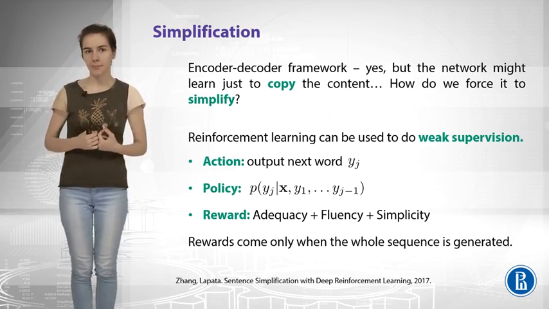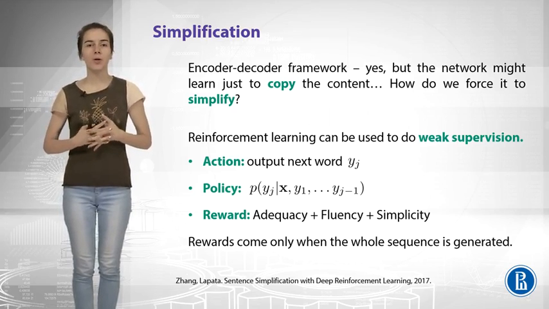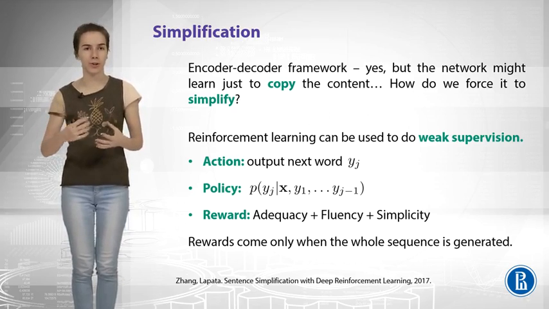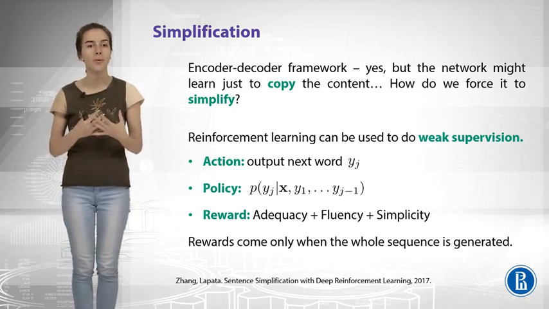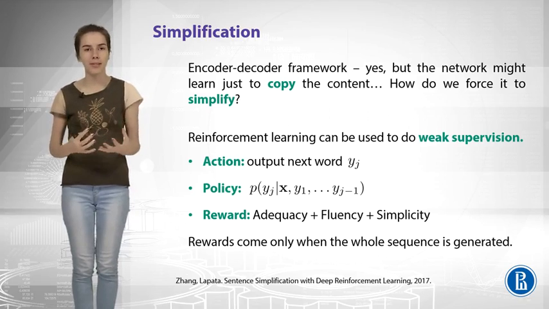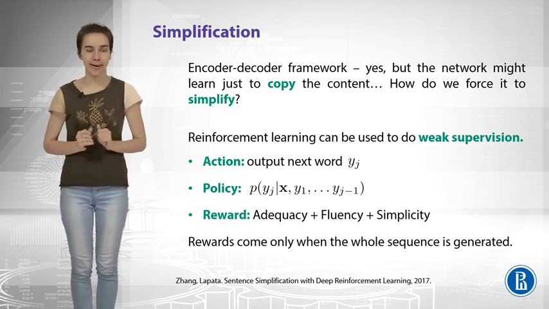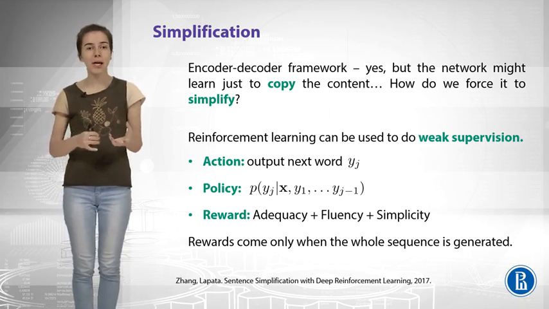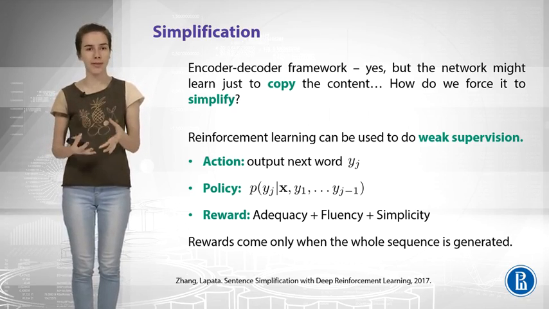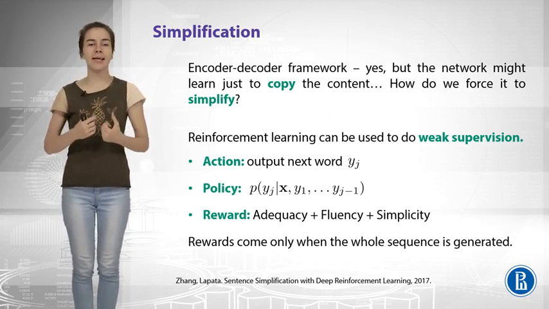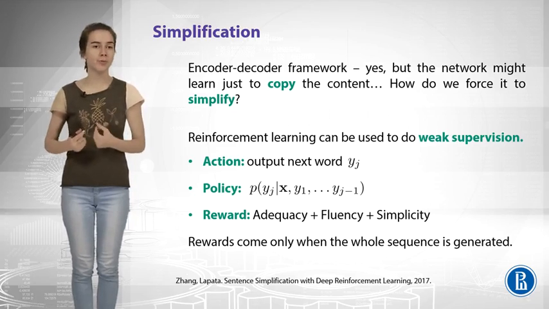What do I mean by that? In reinforcement learning, we usually have some agents that perform some actions. So here, the actions would be to generate the next word. Usually, we also have some policy, which means the probability distribution for actions. And in this case, it will be probabilities of the next word given everything else. And the agent performs some actions according to the policy and gets some rewards. So if the generated sentence is good, then the reward should be high.